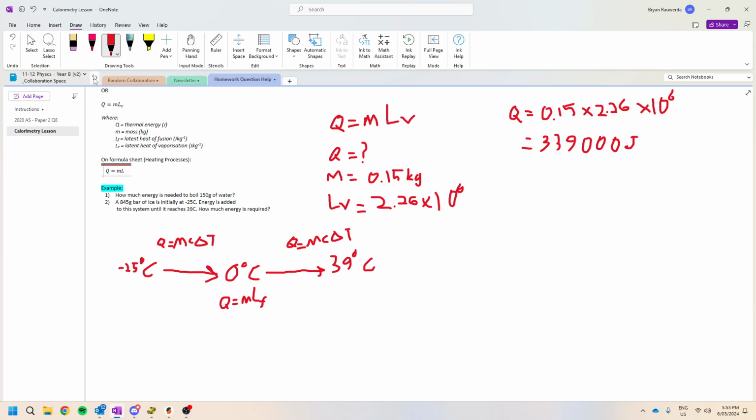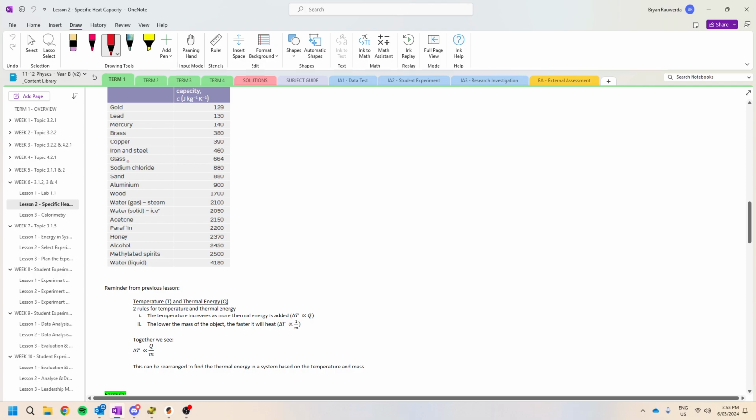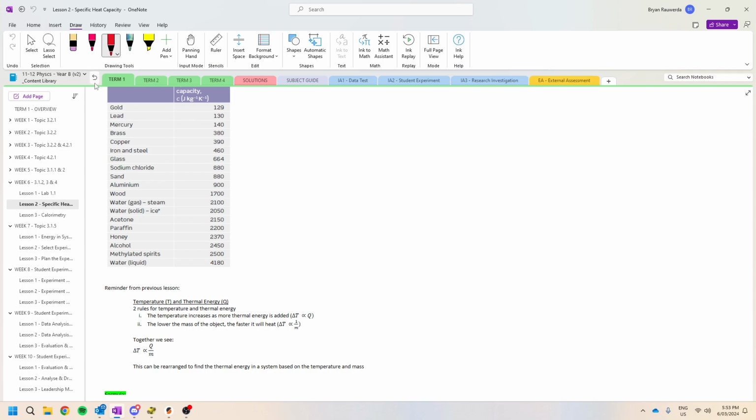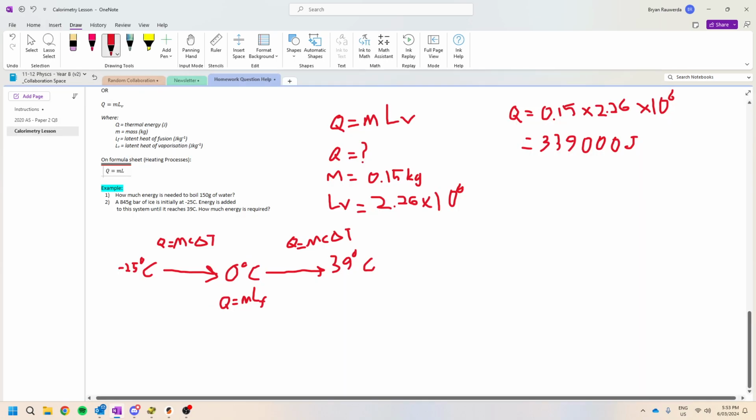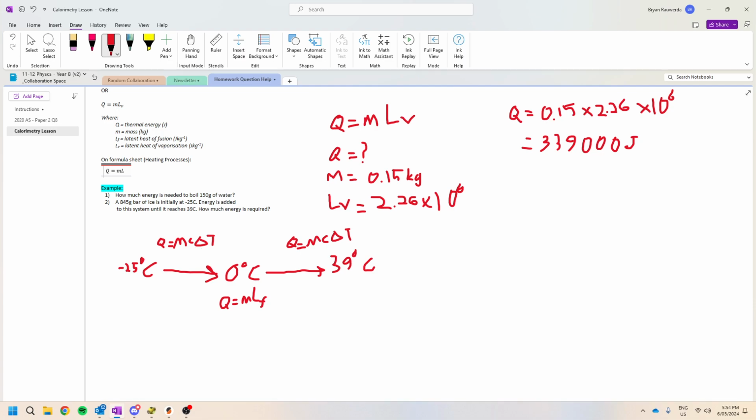So if I go back to our content library, ice actually has a different C value than water. Ice is 2050, liquid water is 4180. So we can't combine them together. We have to do those two calculations separately. Back to the collaboration space. So we have one C value here, a different C value here. And then delta T on this side is 25 degrees, because that's from negative 25 to 0. Delta T on the other side is 0 to 39.